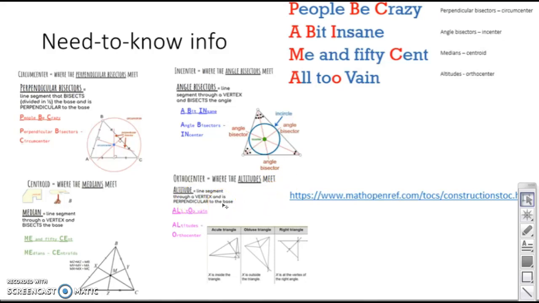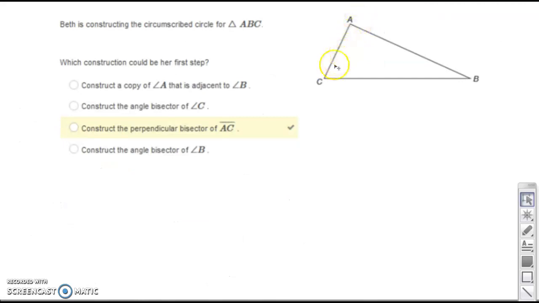In this quiz, we're going to be doing some construction stuff. So I am going to be using Math Open Reference to show you some of those constructions, just in case you are visual like I am. So let's go ahead and get started.